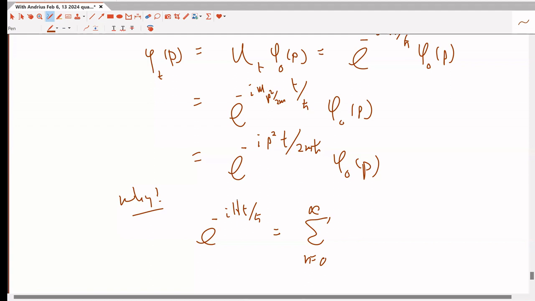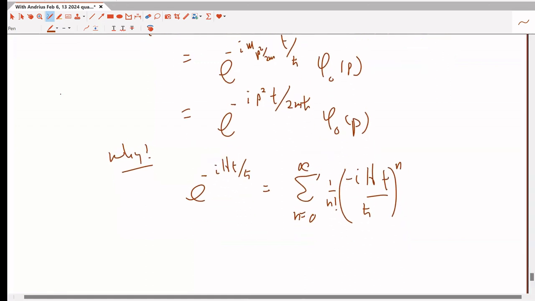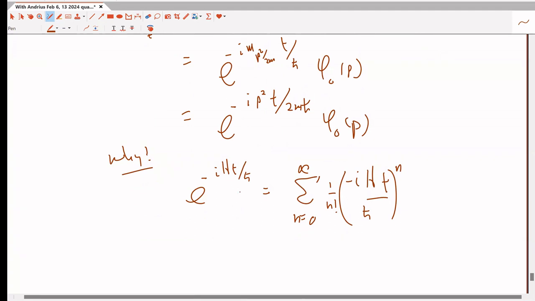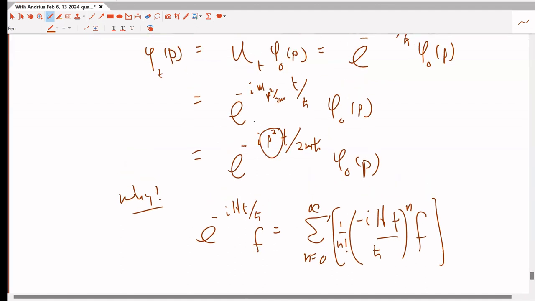well, for operators of bounded norm, you can always use this formula to write things out as an operator. And then if you're operating on a function, say f, then the function just comes inside there. Now, what if the operator is unbounded, which it is? This is an unbounded operator. For higher and higher p, you're multiplying by larger and larger numbers.